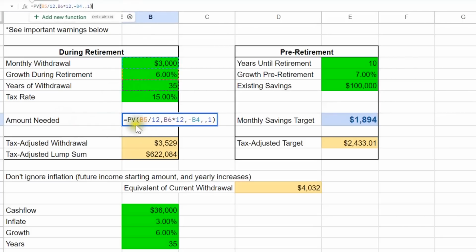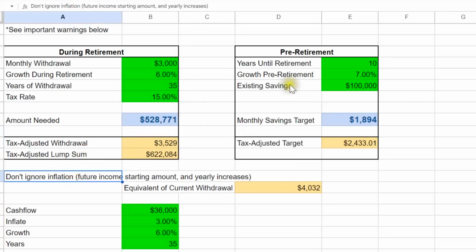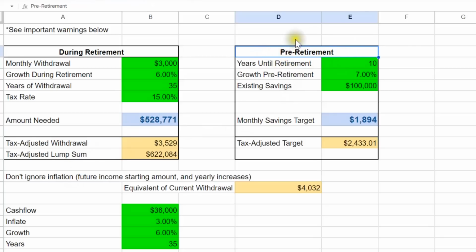First of all, you can figure that out with a present value calculation. And so we have the present value and then some of these inputs, and that tells you that you might need about $528,000, $529,000. Now, we're going to get to some complications in a minute, but for now, we'll keep it simple.